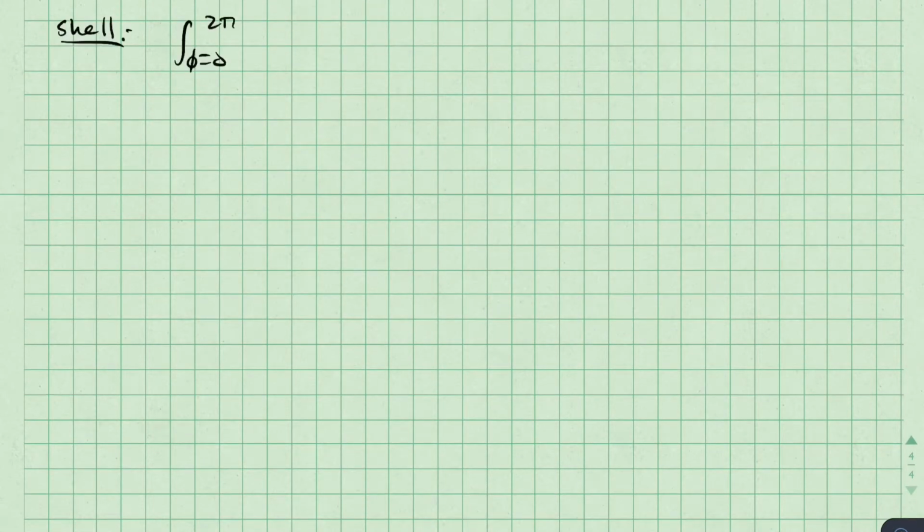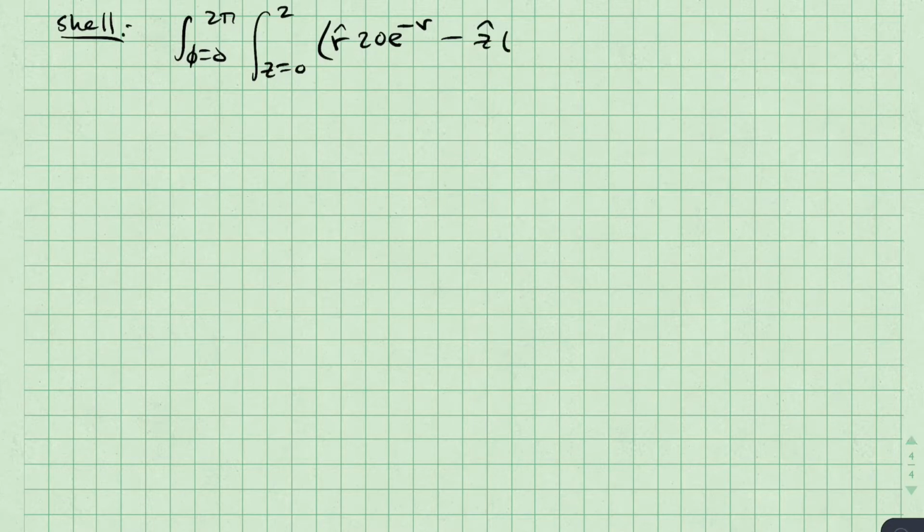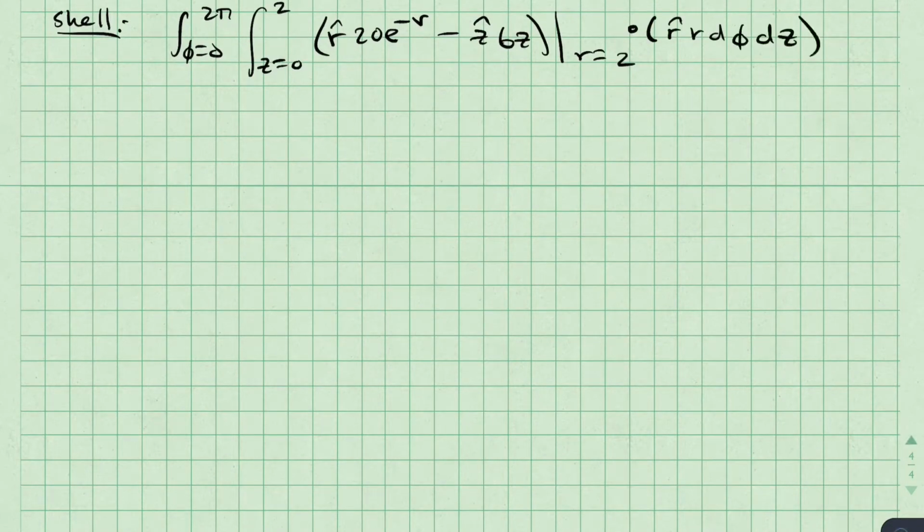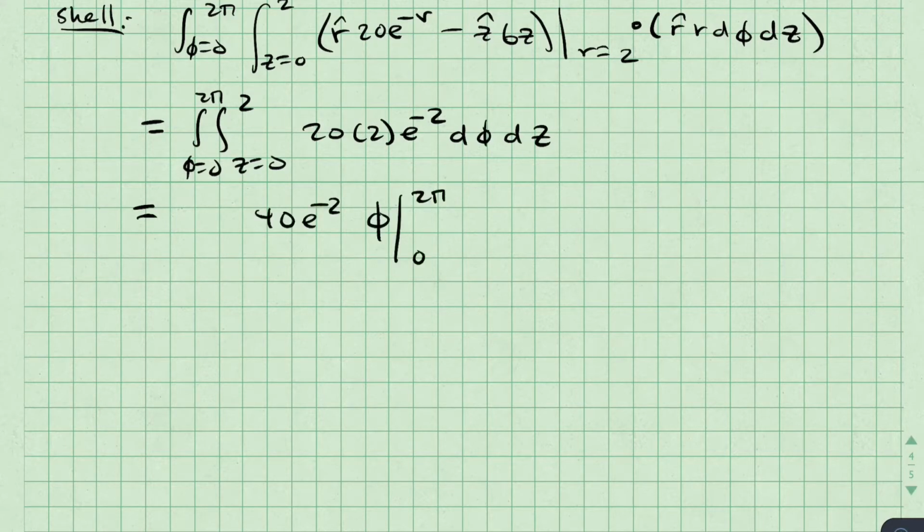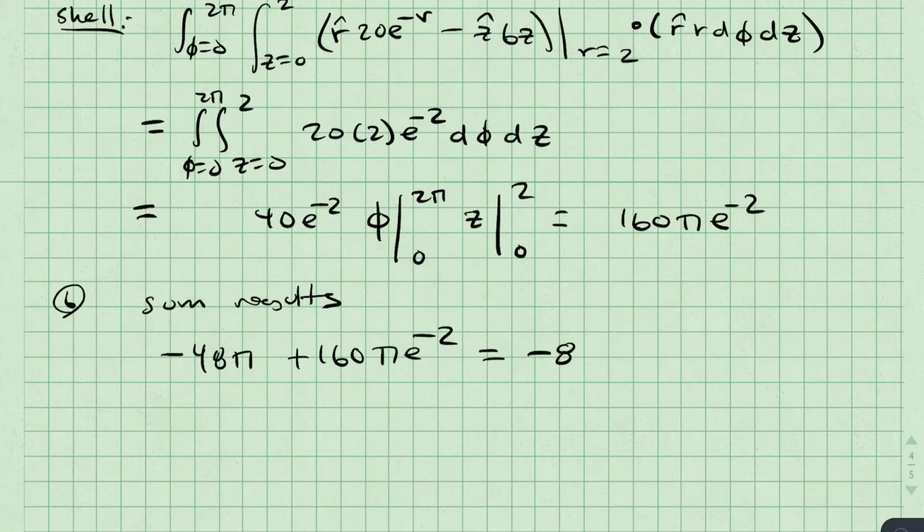For the shell, we only need to integrate over the r hat component of the vector field multiplied by r d phi dz. This integral gives me 160 pi times e to the negative 2. Summing the results gives me negative 82.8.